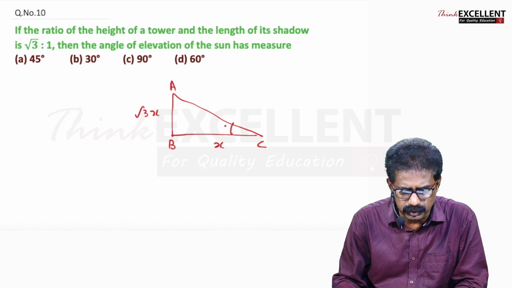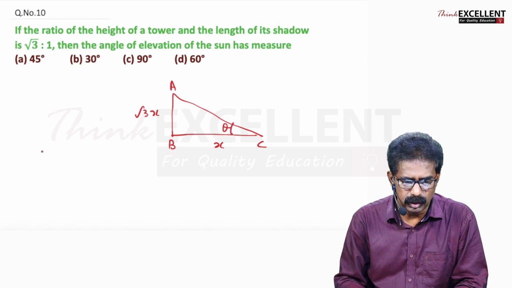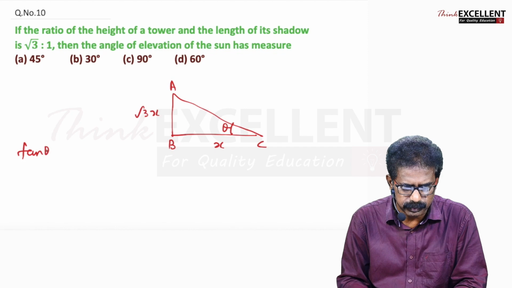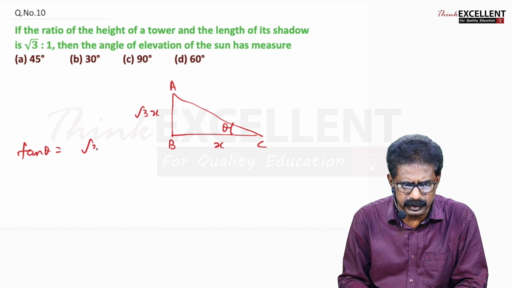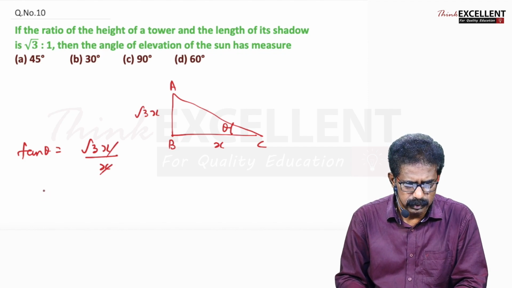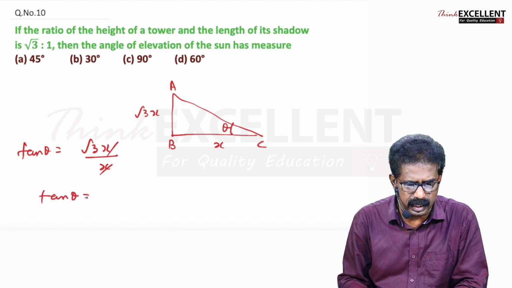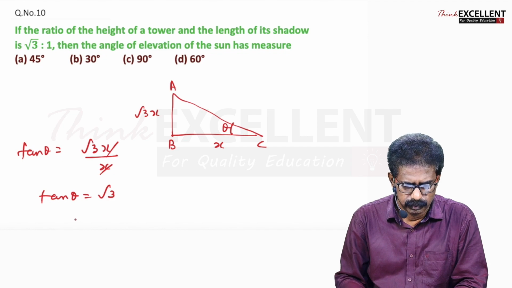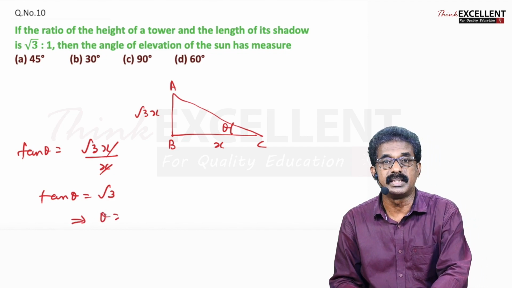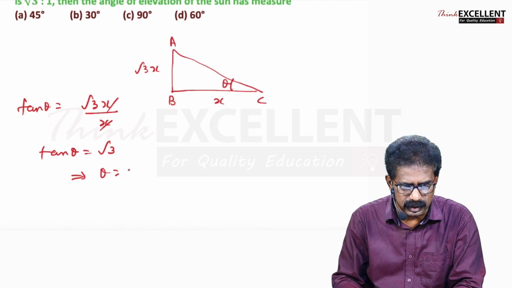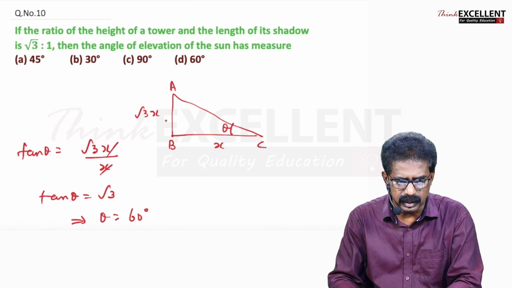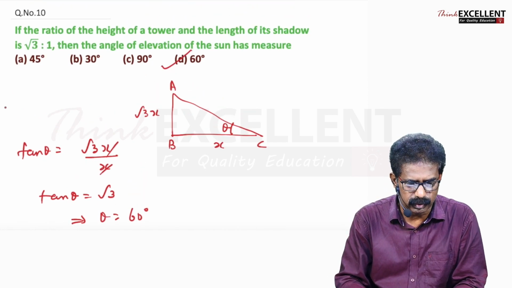Angle of elevation, so this is what they asked. So you find tan theta here. Tan theta is equal to opposite side by adjacent. X gets cancelled, so you are getting tan theta equal to root 3. Which angle has tan root 3? 60 degree, right? So theta is equal to 60 degree. That is option number 4.